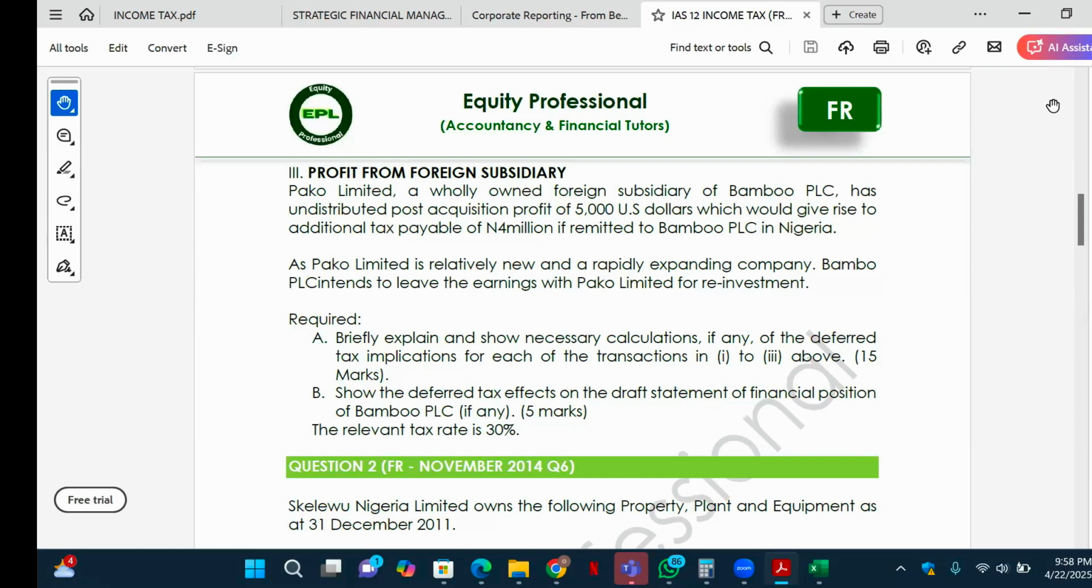Think about it very well. Is there a probable tax consequence in the future as a result of these events? In the current year, we have a foreign subsidiary that has made $5,000 profit. If they remit the money to us, then we will have a tax liability of 4 million naira. However, we have asked that company, don't worry, take this $5,000 as a reinvestment into the business. Now I'm asking you, is there a probable future tax consequence as a result of this transaction? Let me hear from you.